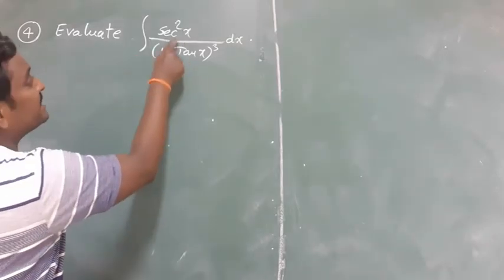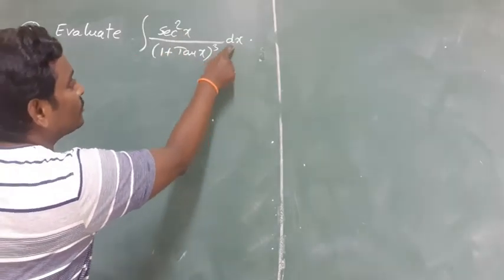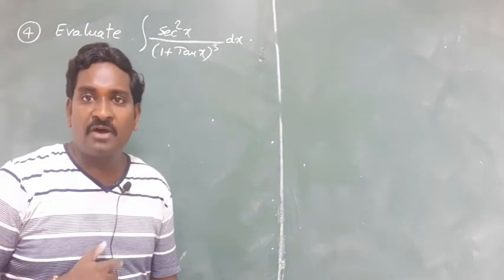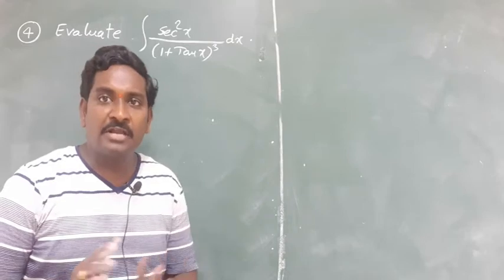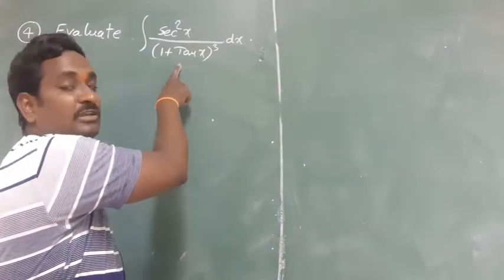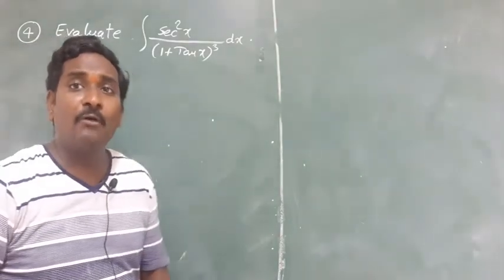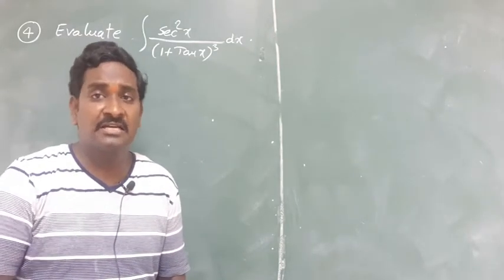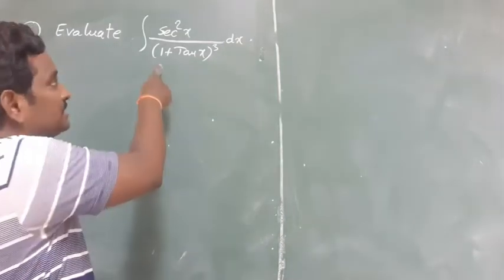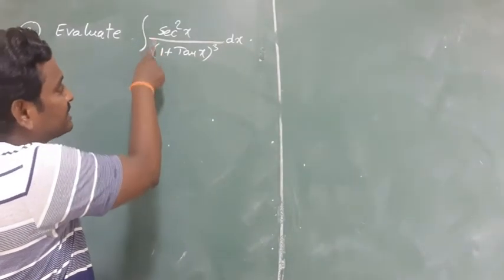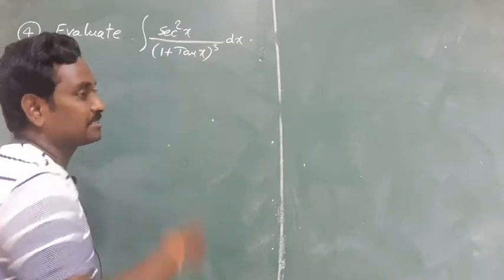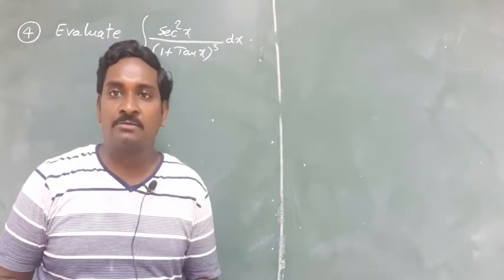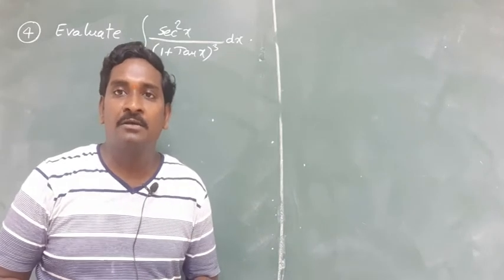Evaluate integration of secant square x by 1 plus tan x whole cube dx. Please observe the structure of the given problem. First of all, we understand that there is no direct formula to write the integration of this term. We have only the integration of secant square x, which is tan x. But it is not only secant square x, it is secant square x by 1 plus tan x whole cube dx. That's why we can crack this problem by taking a suitable substitution.